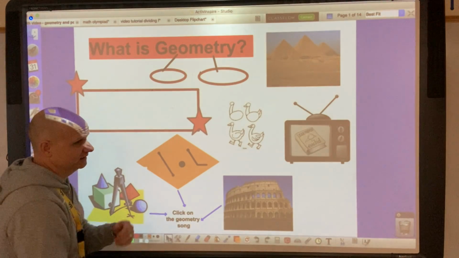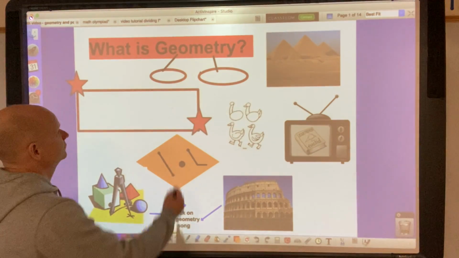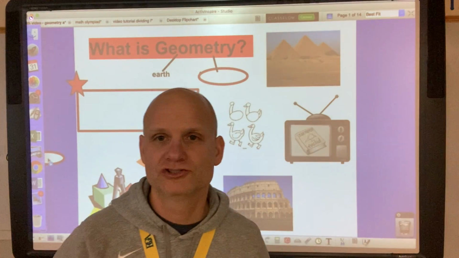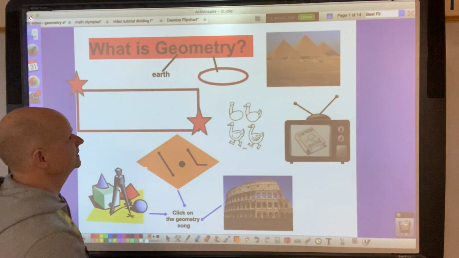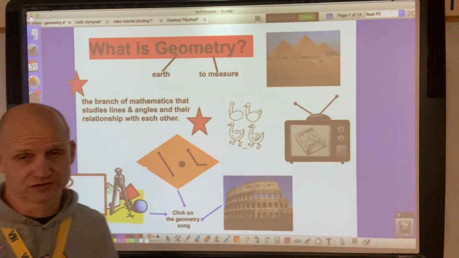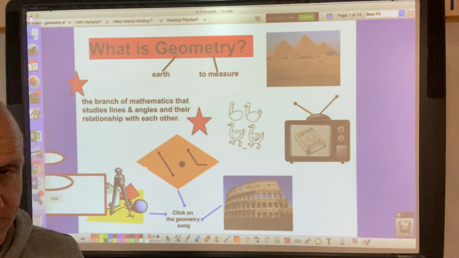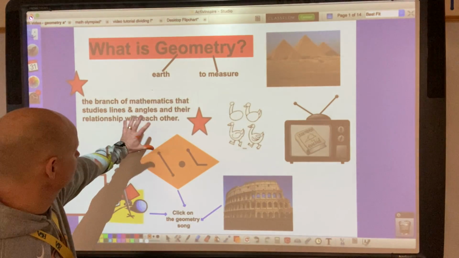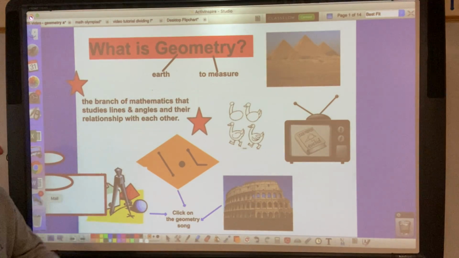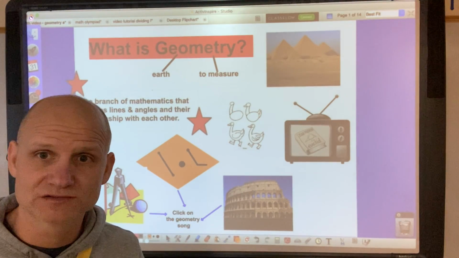We discussed this briefly today, or if you're watching this over the weekend, we discussed this on Friday. Geo just means earth, and metry means to measure. So what is geometry? It's just measuring the earth. You're looking at the angles and the points and all this kind of stuff. You guys know whenever you see stars to take notes. So what is geometry? It's a branch of mathematics that studies lines and angles and their relationships with one another. And that's what we're going to do for the next couple weeks or so.